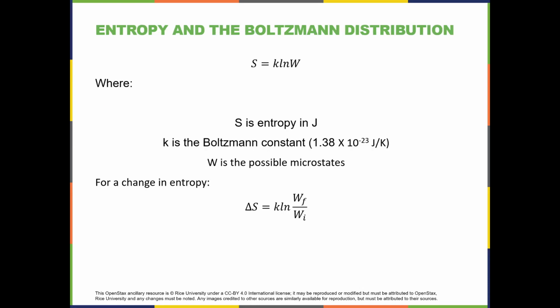So what we can think about this mathematically is in terms of the Boltzmann distribution. So here we have S, and S is our term for entropy. Remember, H is our term for enthalpy, and S is our term for entropy. K is the Boltzmann constant, which is just 1.38 times 10 to the minus 23 joules per K. And then we have ln W, where W is the possible number of microstates.